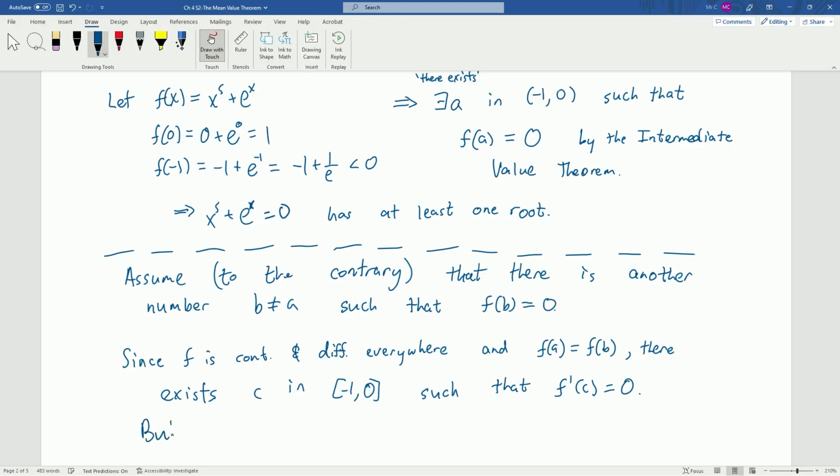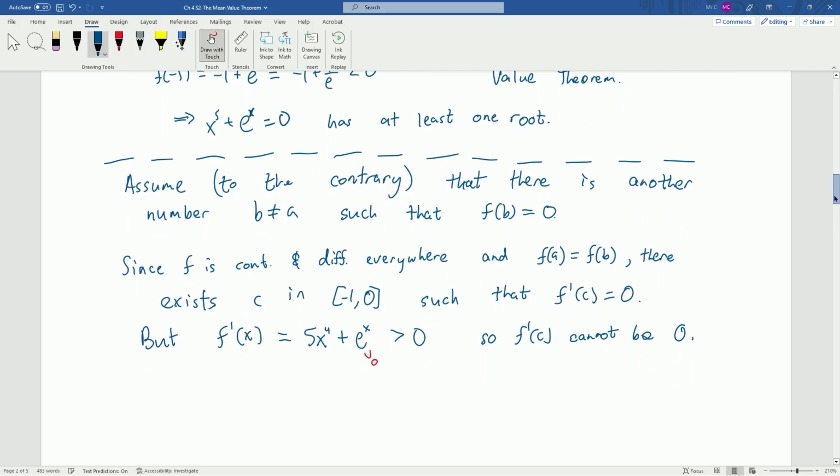But when we look at the derivative of this function, we get 5x to the fourth plus e to the x. And e to the x is always greater than 0, and 5x to the fourth is at least 0 or greater, so this whole thing is bigger than 0. So f prime of c cannot be 0.